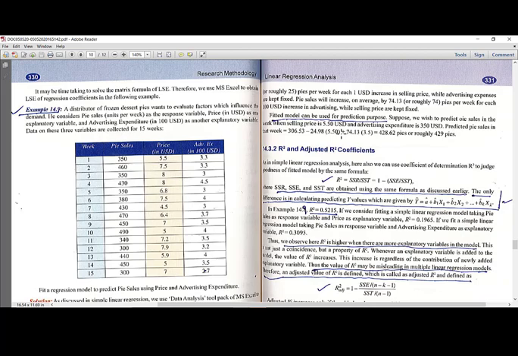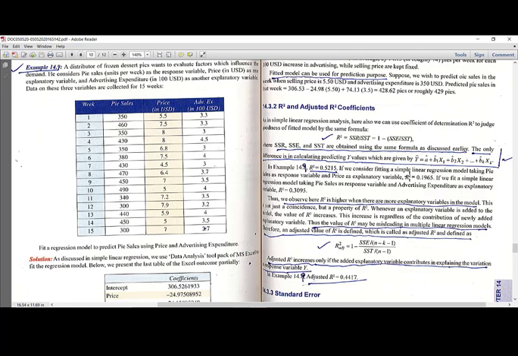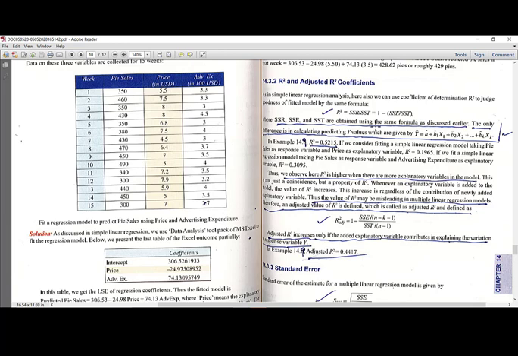Now coming to R-square and adjusted R-square coefficients. As I said previously, adjusted R-square comes into the picture in the case of multiple linear regression, and it has no meaning in simple linear regression. Why does this adjusted R-square coefficient come into the picture? Let us understand here. As in simple linear regression analysis, in multiple linear regression analysis also, we can use the coefficient of determination R-square to judge the goodness of fit by the same formula.